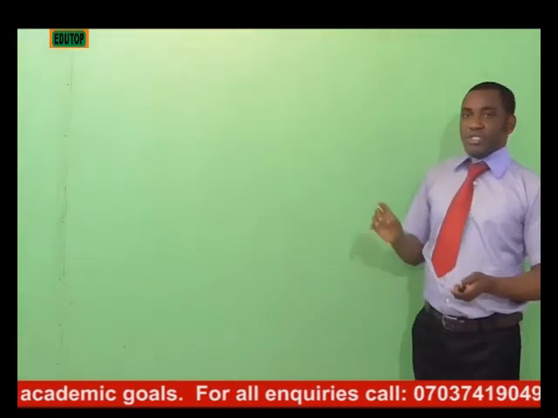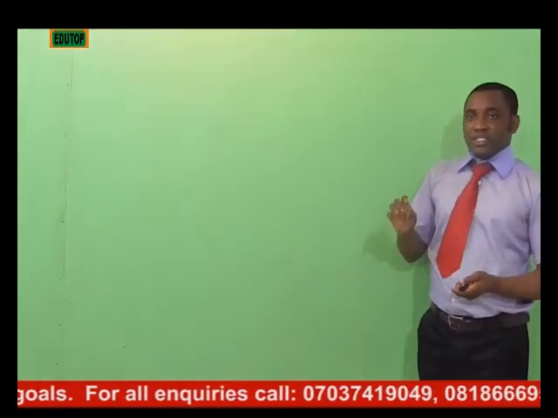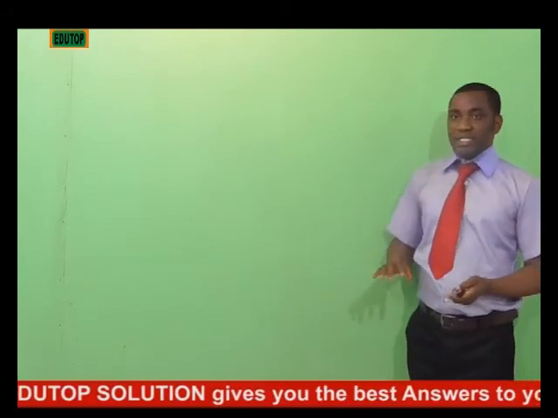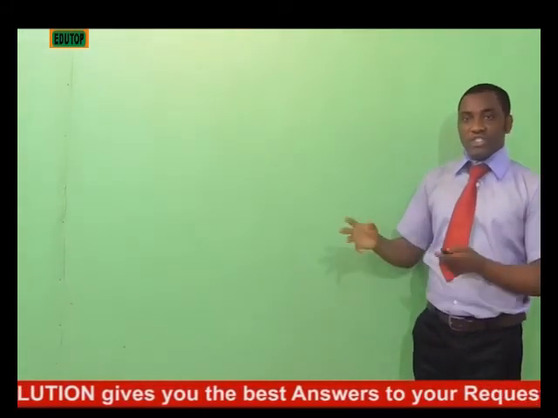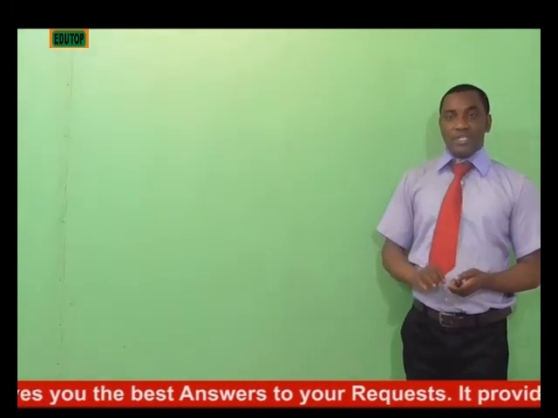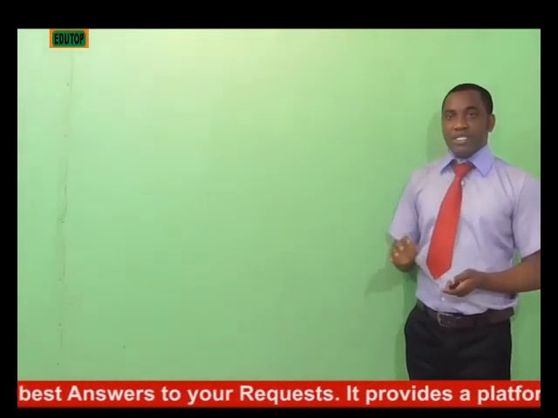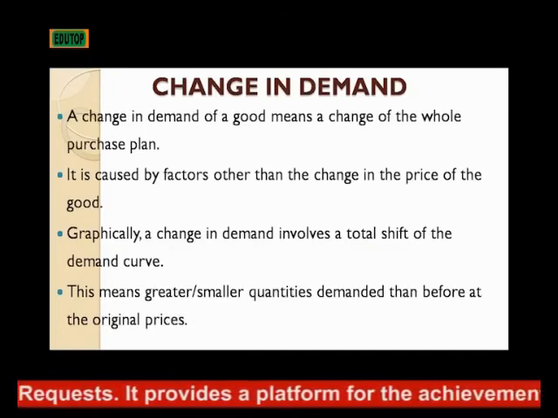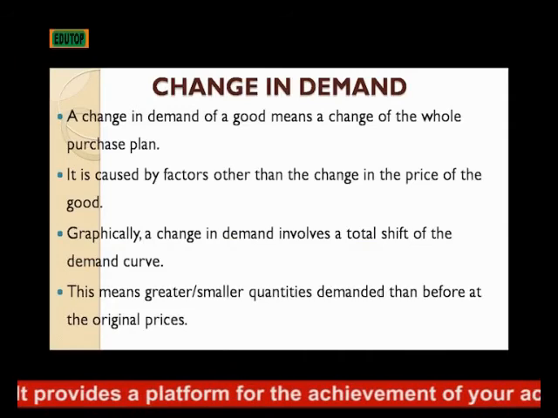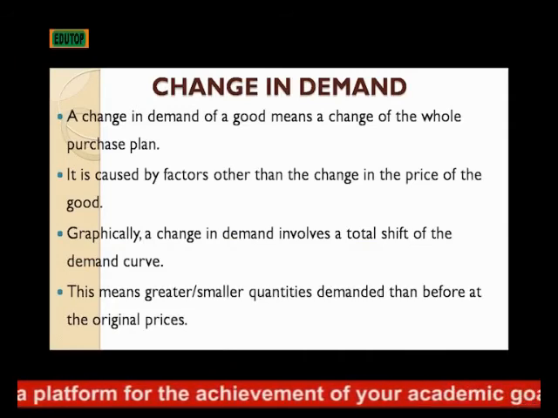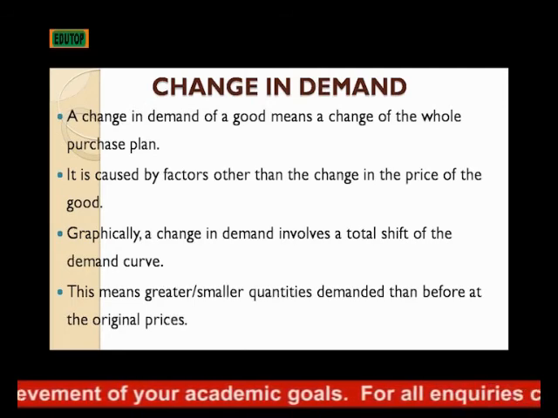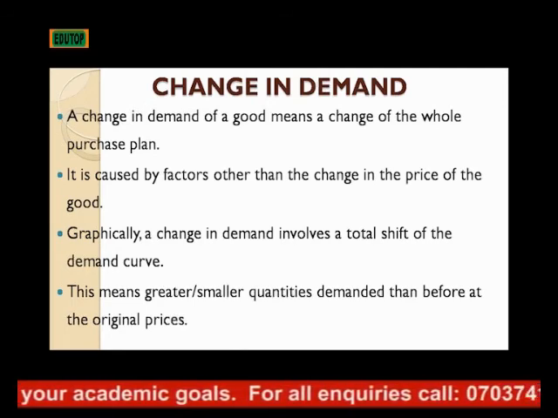Another difference between the two is that change in quantity demanded is always affected by the price of that particular product, while change in demand can be as a result of any changes in other factors that affect demand. A change in demand of a good means a change in the whole purchase plan of that particular product. It is caused by factors other than the price of that particular product. And from the graph, it is a total shift of the demand curve from one point to the other.